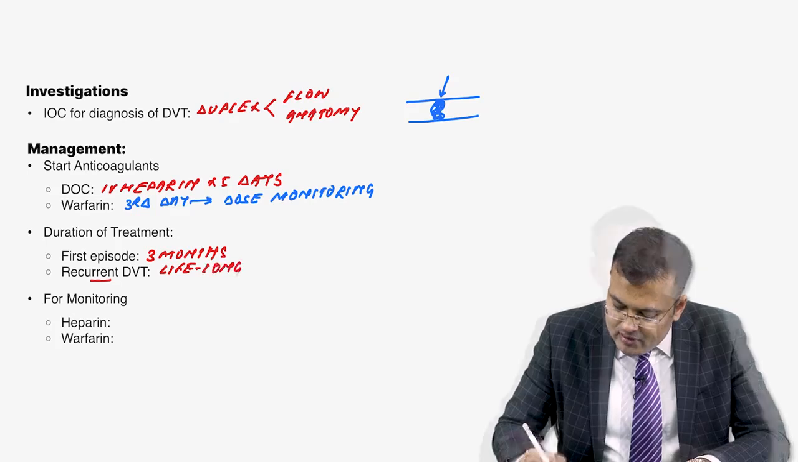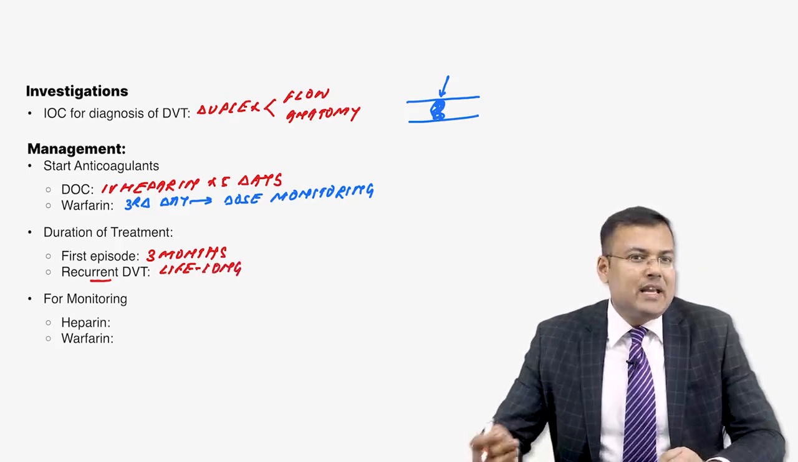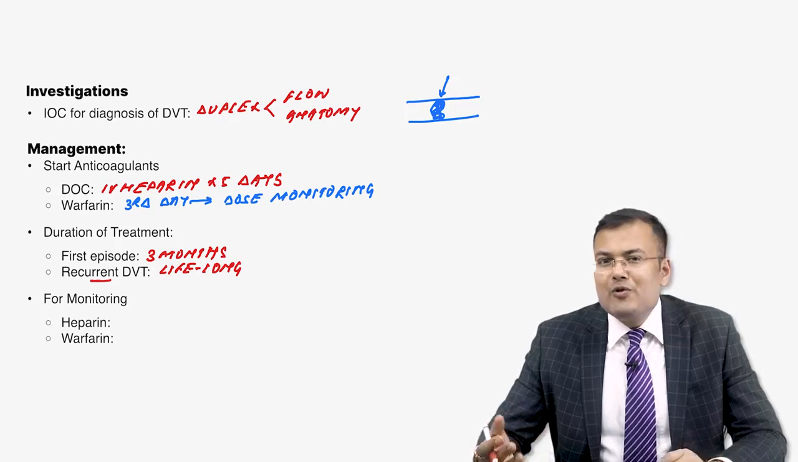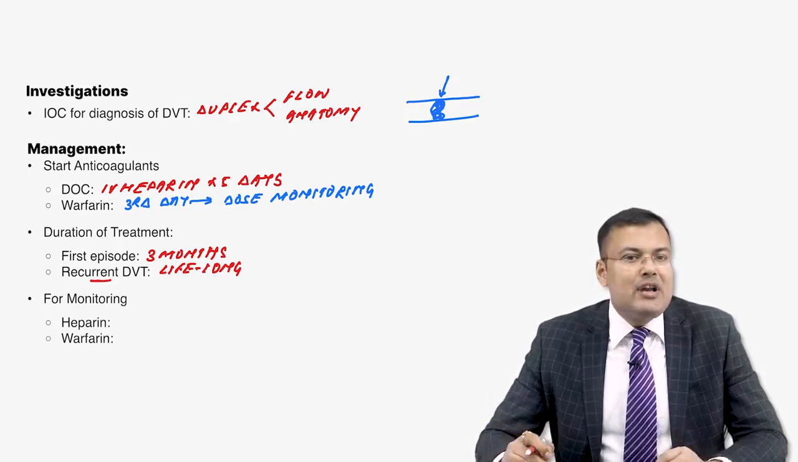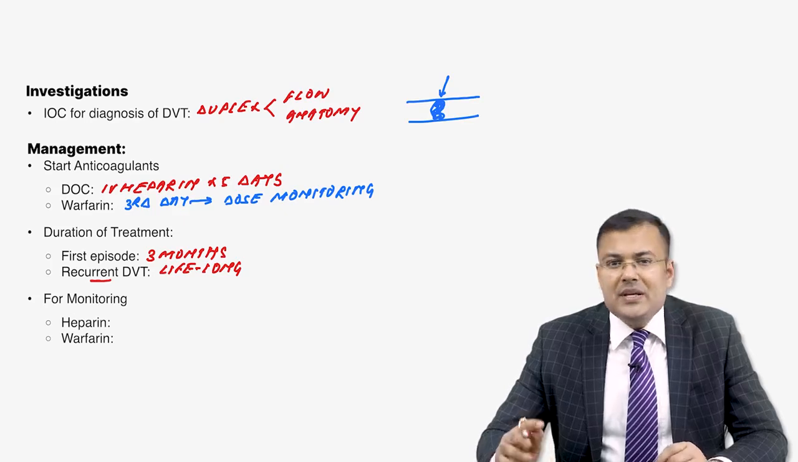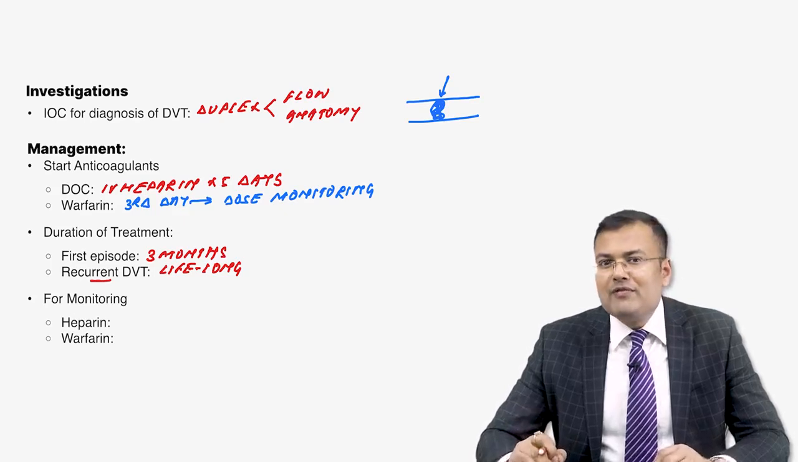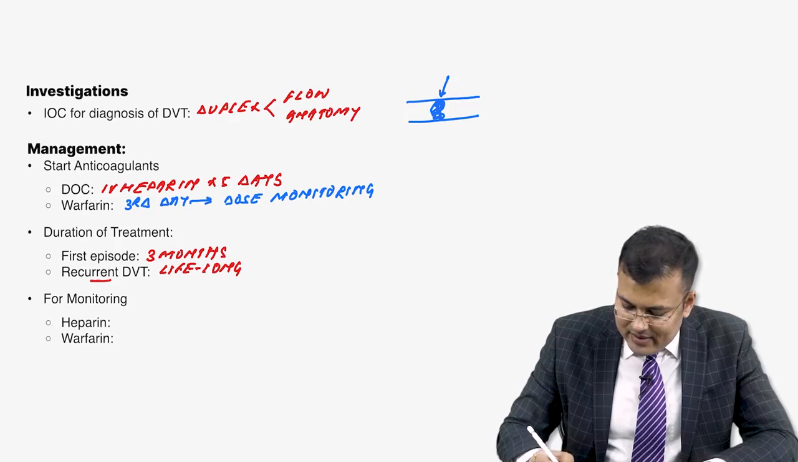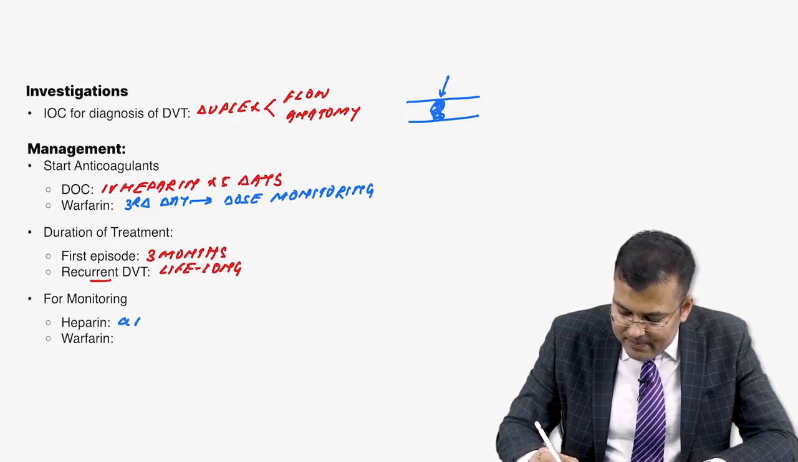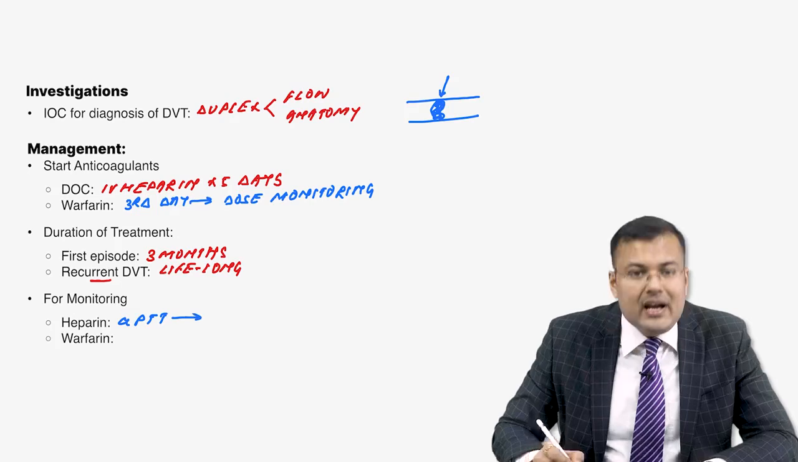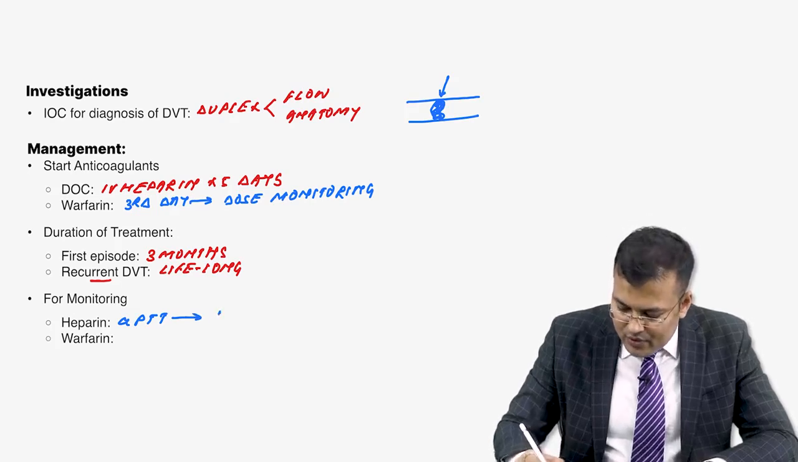We discussed that in the management we are giving heparin as well as warfarin. So how are we going to monitor? For heparin, monitoring is done on the basis of APTT. And when you use heparin, what should be the reference range? 1.5 to 2.5. So heparin should be monitored with APTT, and the reference range should be 1.5 to 2.5.